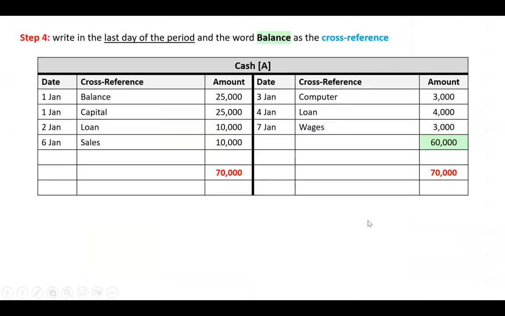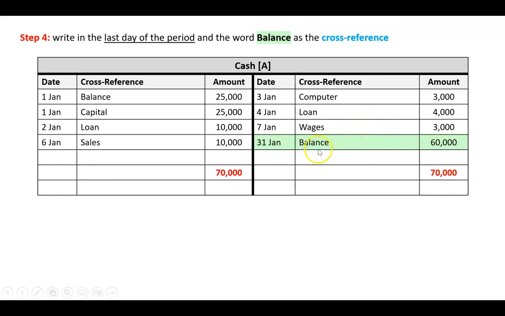Step 4. What do we do now? It says write in the last day of the period, and the word balance is the cross-reference. So the last day of the period in this case is the 31st of January. I'm going to write the word balance there. Okay? So I guess what we're saying is at the beginning of January, the balance here was debit, 25,000. And now at the end of January, on the 31st, the balance was 60,000. So that is how much is actually in that cash asset. Now, once upon a time you were done. That was it. That was balanced.